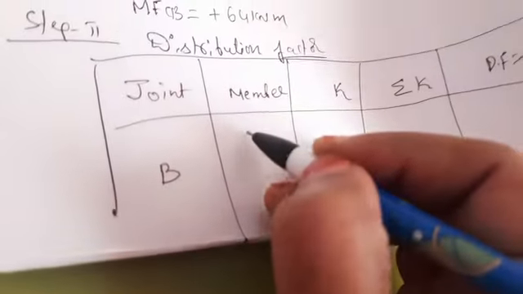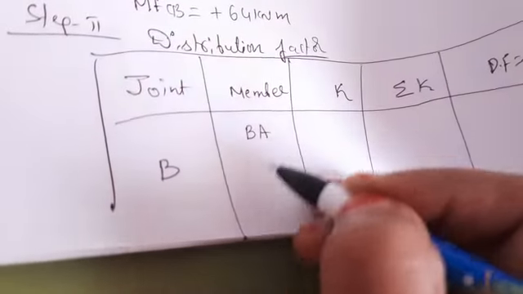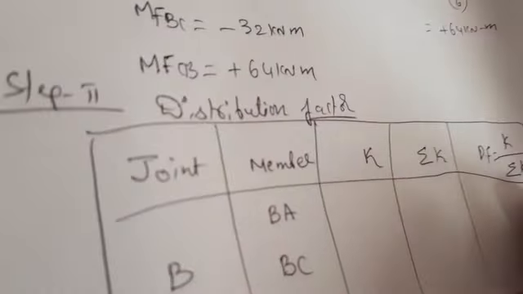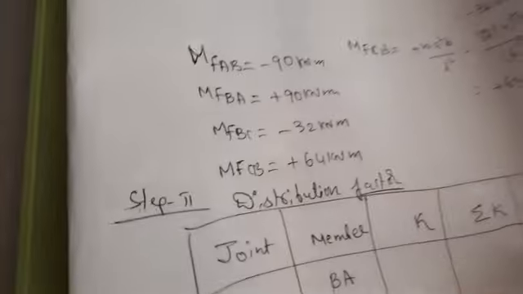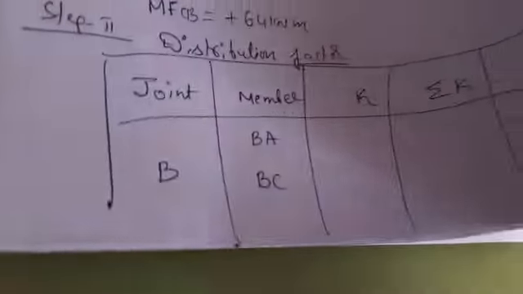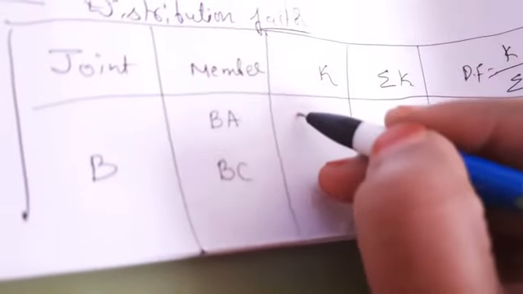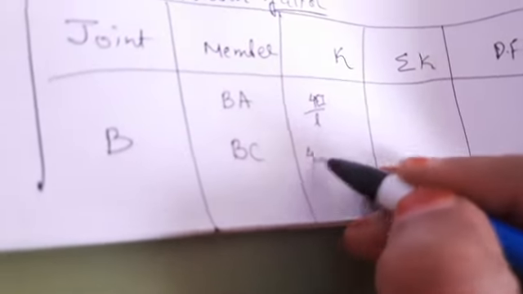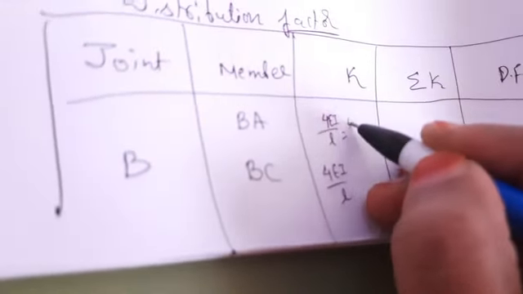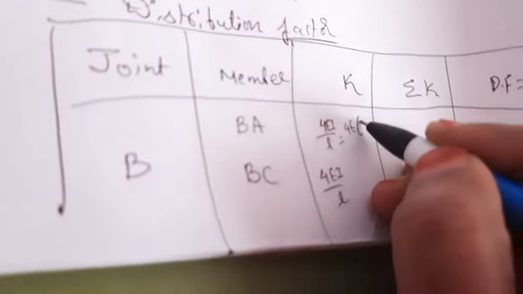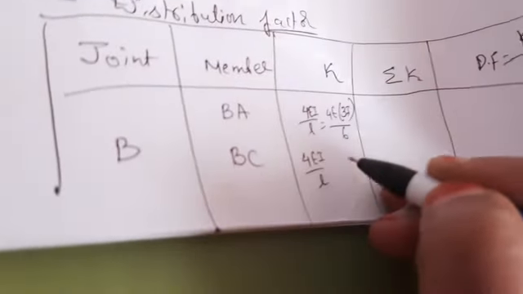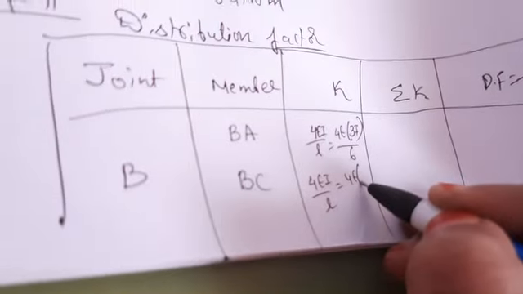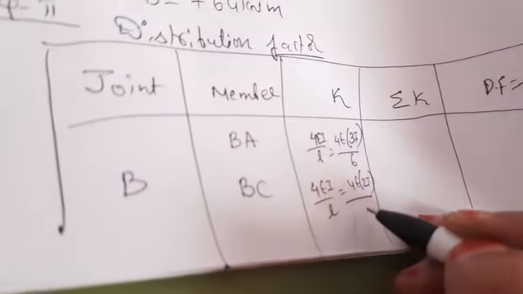For this there is only one joint, that is joint B. At joint B, the members are BA and BC. These are the two members we will observe. For the stiffness, we observe the far end. For B to A the far end is fixed, then our formula is 4EI by L. For both it is 4EI by L. Here 4E into I, for AB they gave 3I divided by L, which is 6. Here 4E into 2I divided by 6.